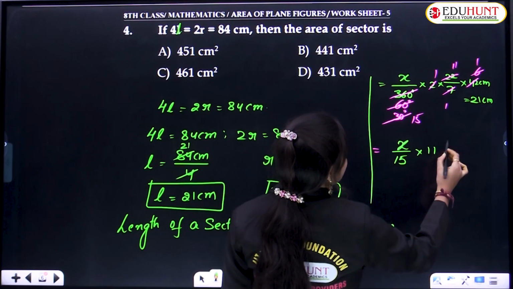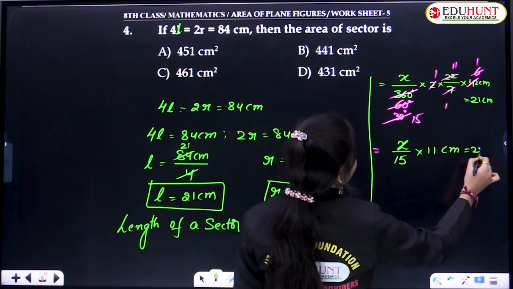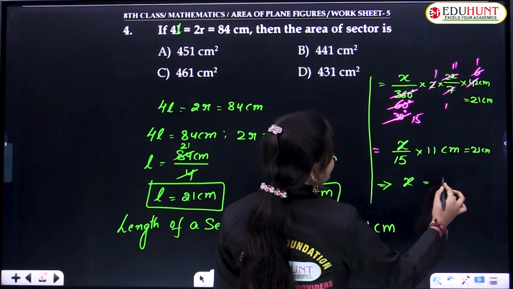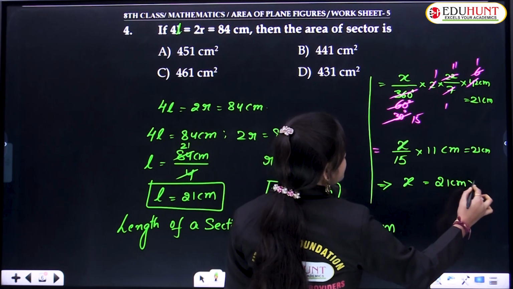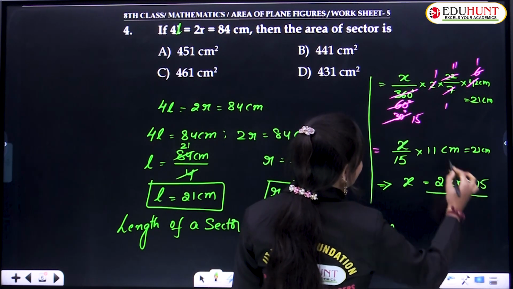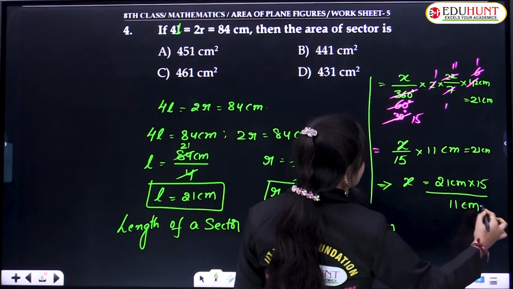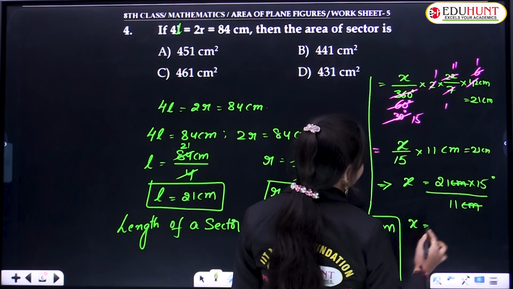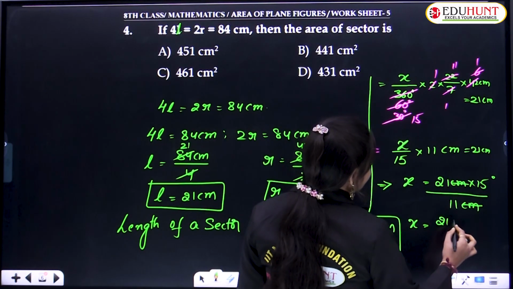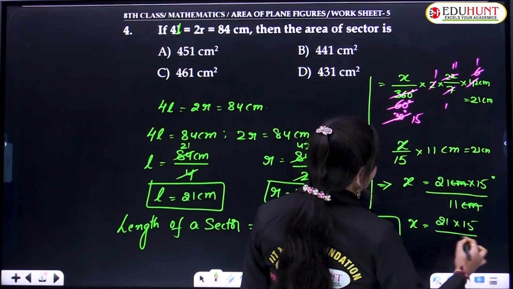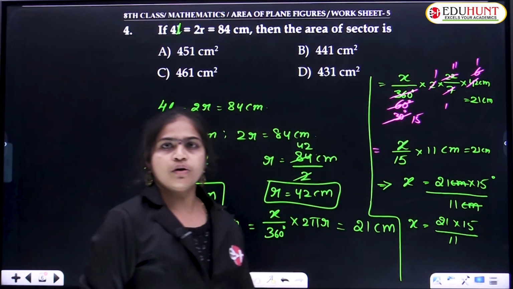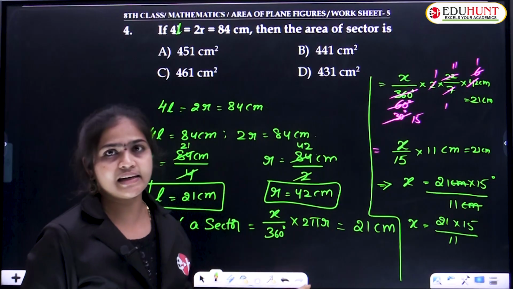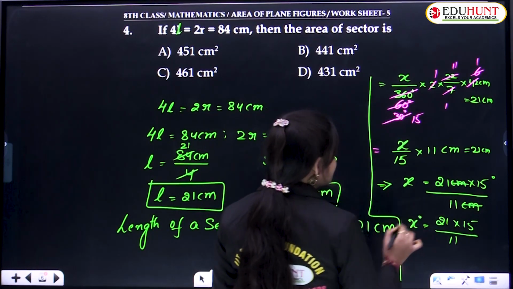Yes, 11 centimeters is equal to 21 centimeters. Now from this one, x is equal to 21 centimeters into 15 by 11 centimeters. Centimeters cancel. Then here x is equal to 21 into 15 by 11. Again here, don't take any product and don't cancel any number. And this is the angle of the sector.